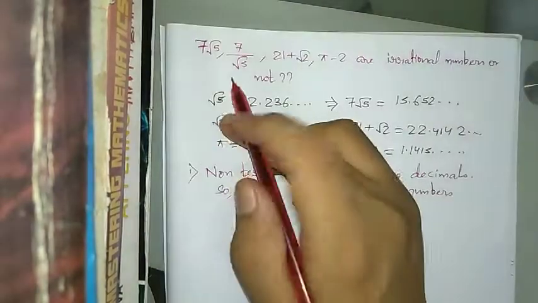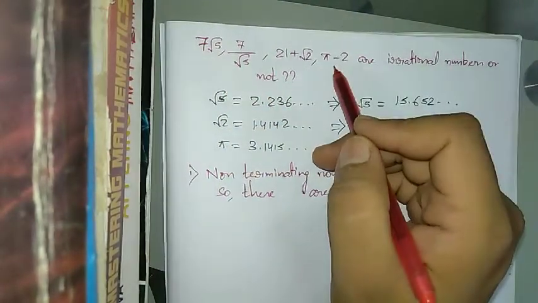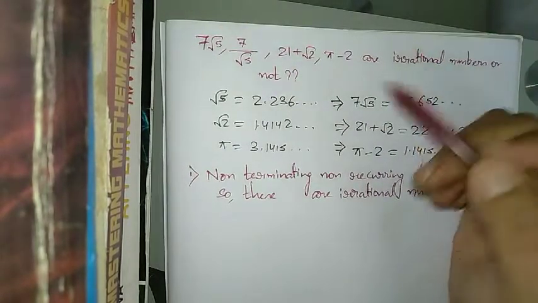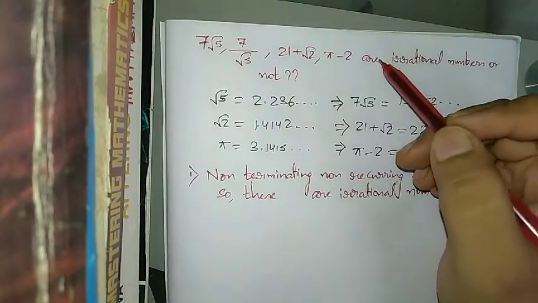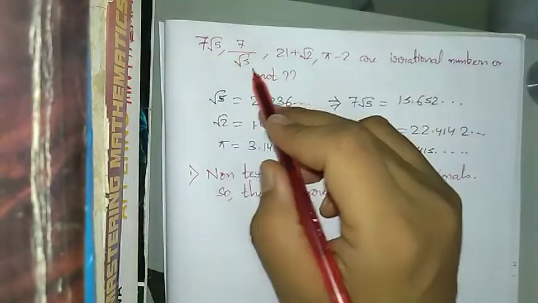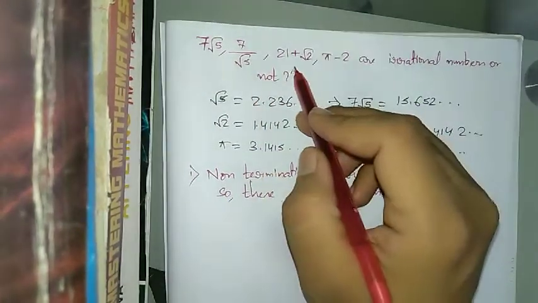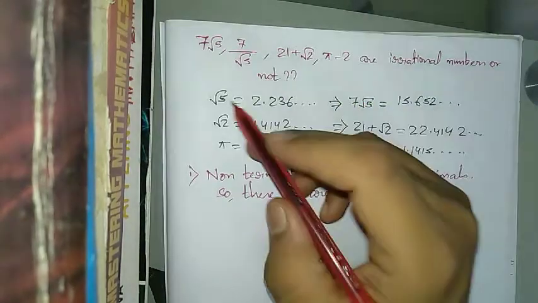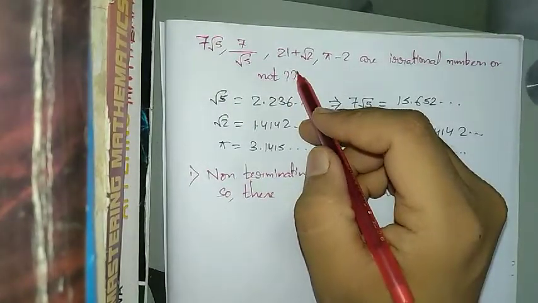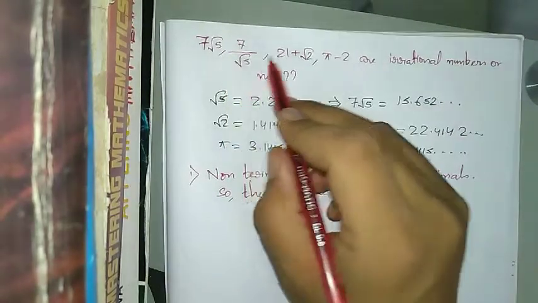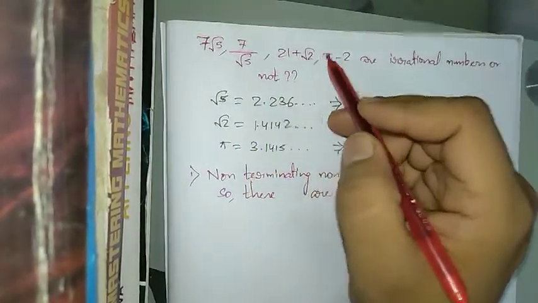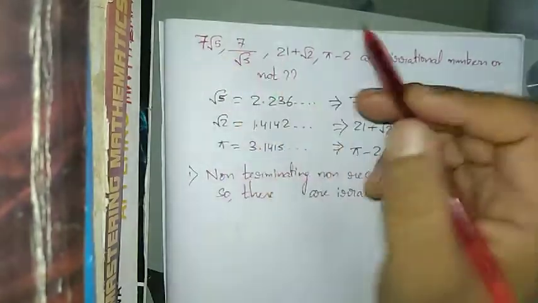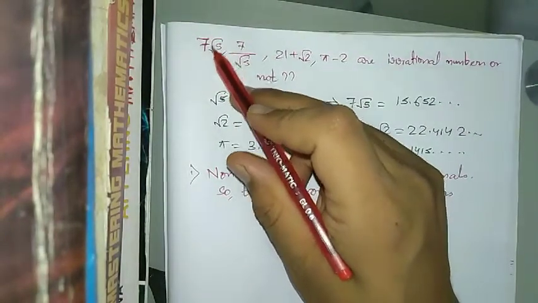Suppose these numbers are given and you are asked to check whether they are irrational numbers or rational numbers. So the numbers are 7 root 5, 7 by root 5, 21 plus root 2, pi minus 2. So we need to take note of some of the components of this number, some of the coefficients of this number. Suppose the very first number, which is 7 root 5, here you see root 5.